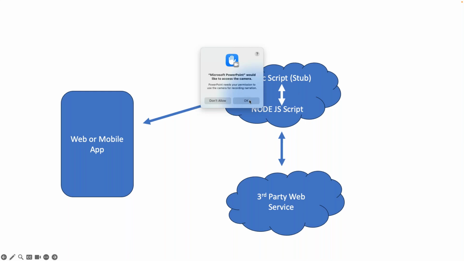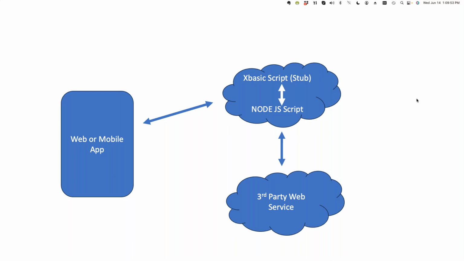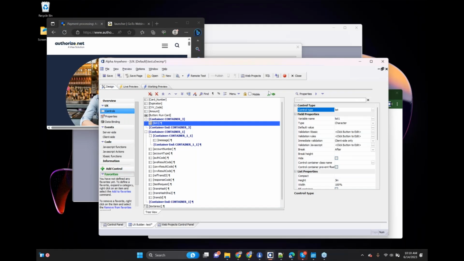I would like to access my camera. I don't know why it wants to do that. No. So I'm going to go ahead and make you the presenter. And hold on a second. Go to sharing. And right about now, you should see a dialog box on your screen. Okay. And there it is. I'm taking a look at your Alpha Anywhere is now showing.